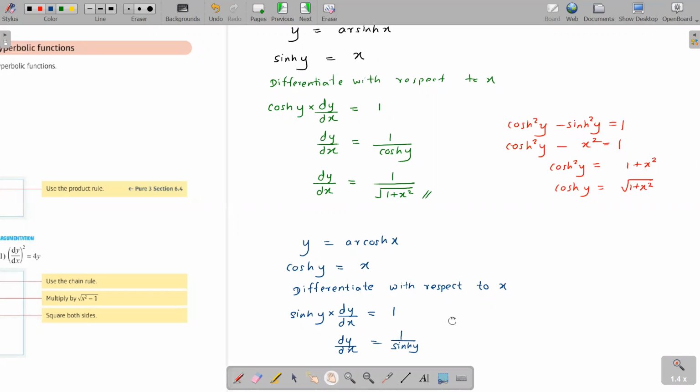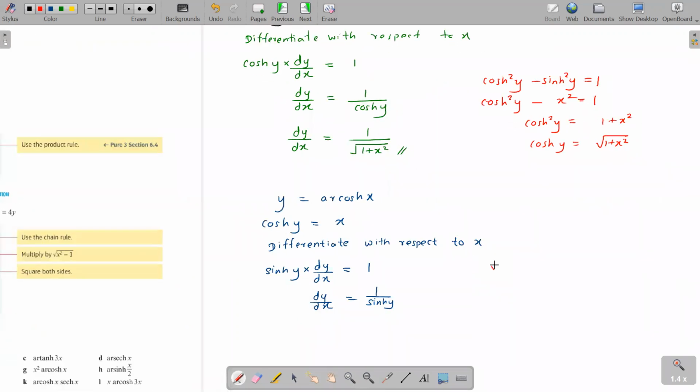So then what is sinh y? Again, we have the same rule: cosh square y minus sinh square y equals 1. In this case, cosh y is equal to x, which means cosh square y is x square, minus sinh square y equals 1. We get x square minus 1 is equal to sinh square y, which means sinh y is root x square minus 1.